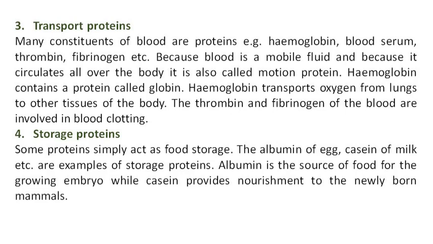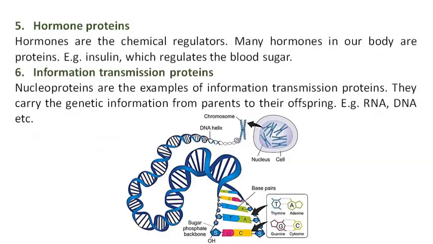Storage proteins. Some proteins simply act as food storage. The albumin of egg, casein of milk, etc. are examples of storage proteins. Albumin is the source of food for the growing embryo, while casein provides nourishment to the newly born mammals.